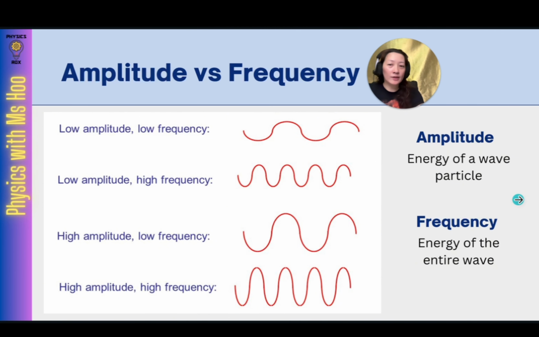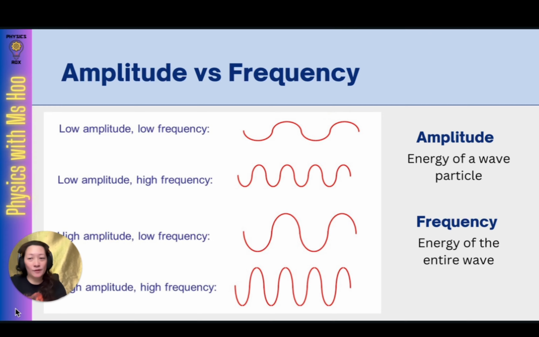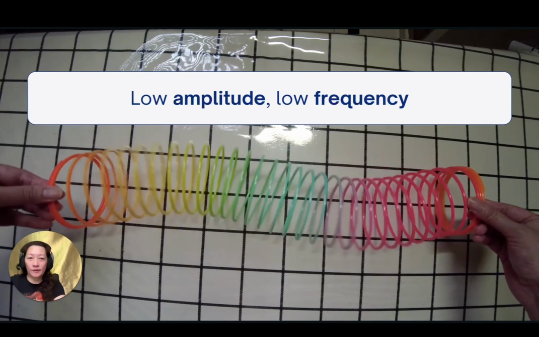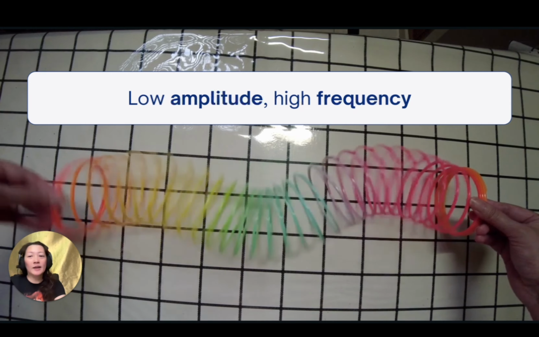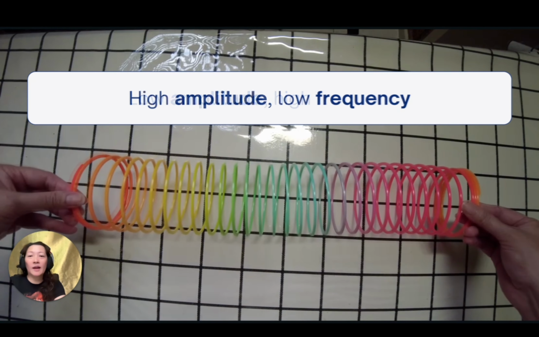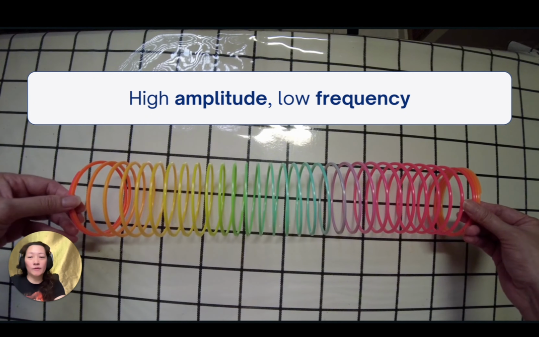So in the next few slides, we're going to look at the comparisons between amplitude and frequency using the slinky spring as our model. First of all, I'm going to get my face out of the way. We're going to start off with low amplitude, low frequency. Now, low amplitude, high frequency. High amplitude, low frequency.